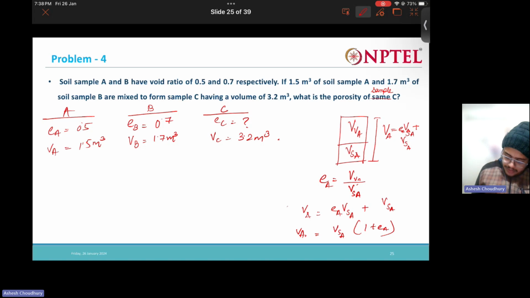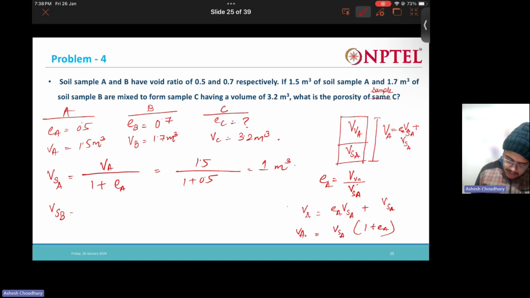So from here, I can write the volume of solids of A is nothing but volume of A by 1 plus eA. So volume of solids of A I can calculate. What will that be? 1.5 by 1.5, which is nothing but 1 meter cube. Similarly, Vs B is VB by 1 plus eB, same again, 1 meter cube.